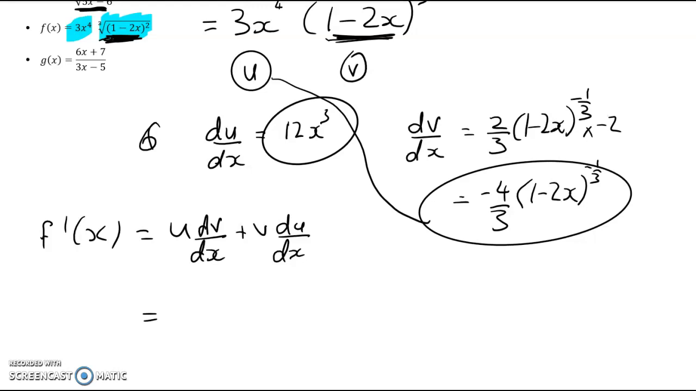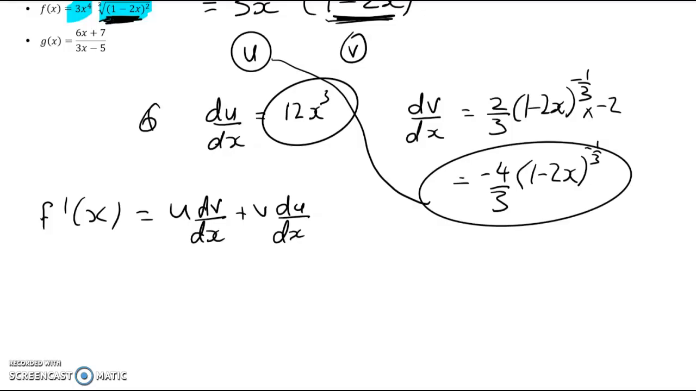So this equals 3x to the power of 4 times negative 4 thirds. Oh, the OneNote's gone weird. Okay, something strange just happened, sorry about that.